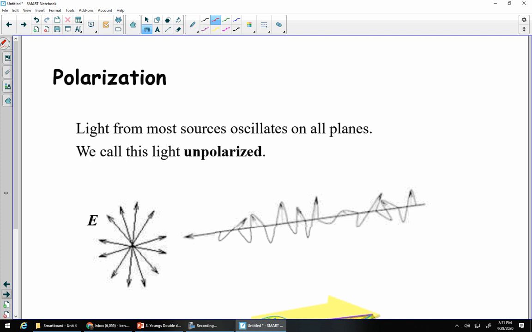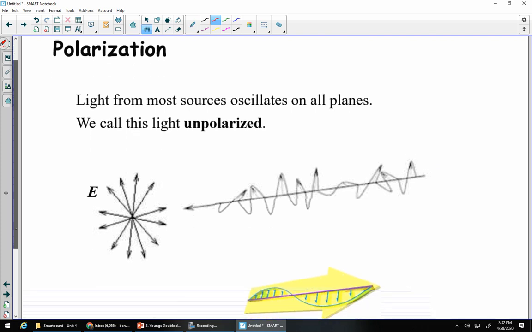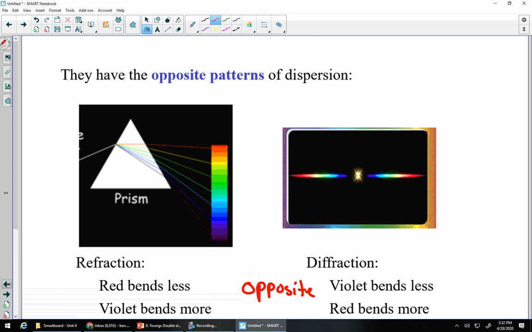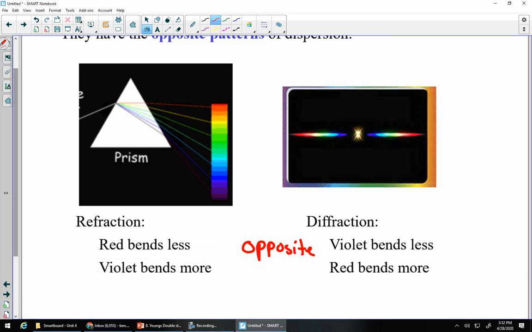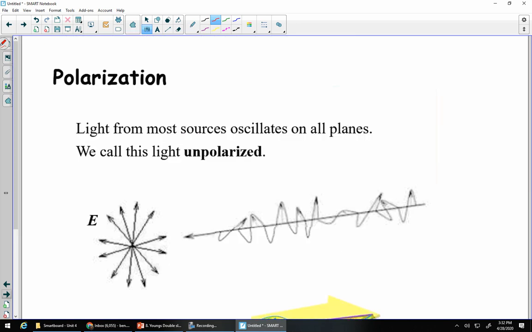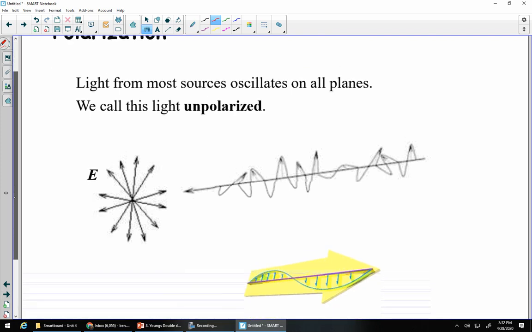Cool. Last big thing to talk about is polarization. Oh, and by the way, when I go back to this, only waves do this, right? So particles do not spread apart and they do not disperse. So this is evidence again for light behaving like a wave. Polarization, more evidence for light behaving like a wave.